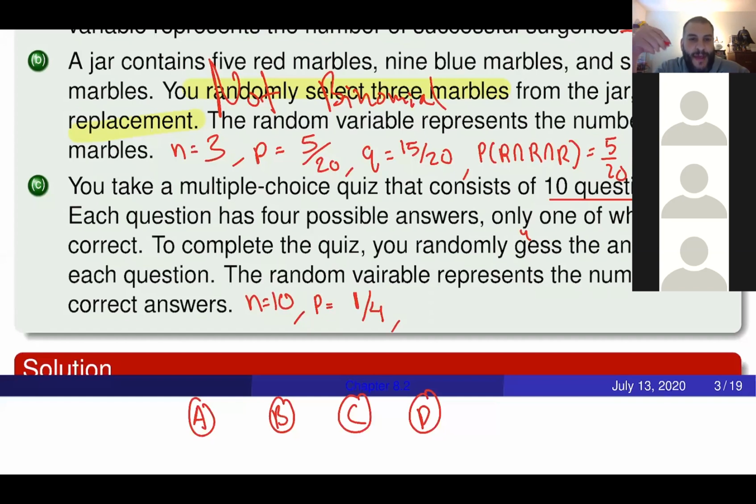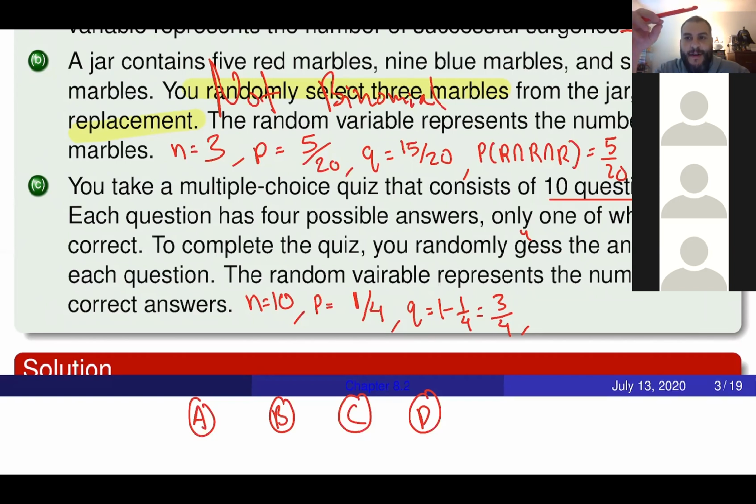So let's see the probability of failure. The probability of failure is that you guess incorrect. If the probability that you guess correct is 1 out of 4, the probability that you guess incorrect will be the complement of that, or 1 minus 1 over 4, which is equal to 3 over 4. All right, any questions so far? I got 3 over 4.